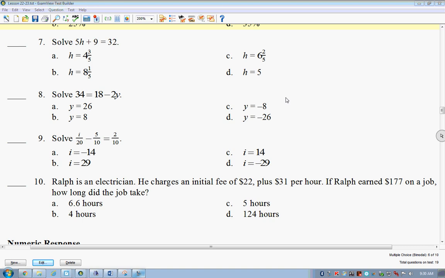Number 9 is a good question, right? What do I need to do first here? Add 5/10. So i over 20. Okay, we're taking 2/10 and adding 5/10. What's that going to give me? 7/10. Right, now what do I need to do? Multiply by what?